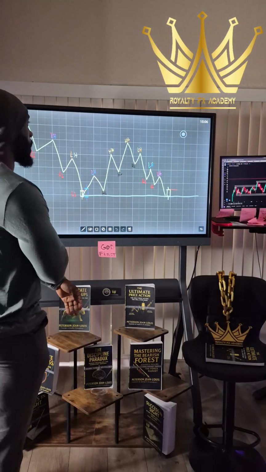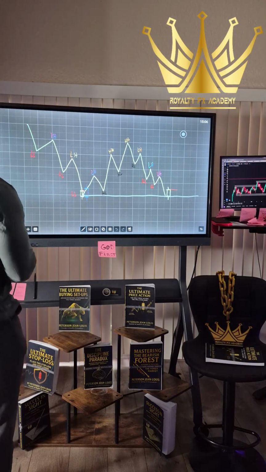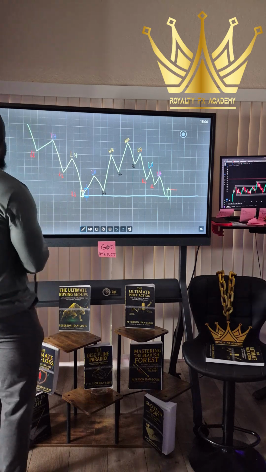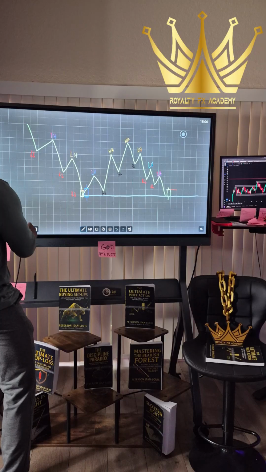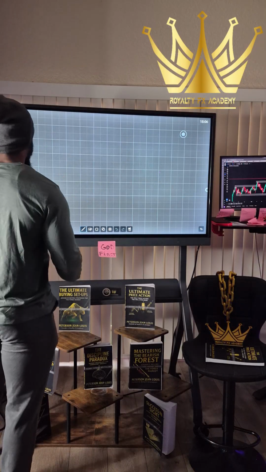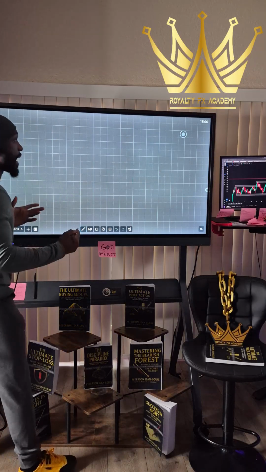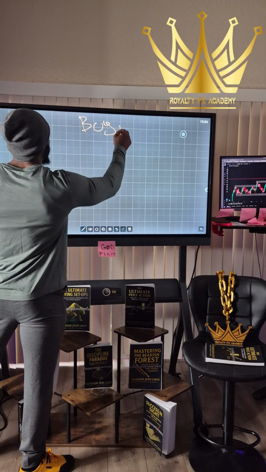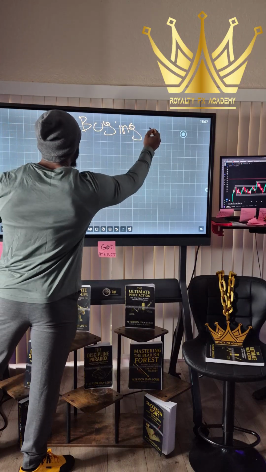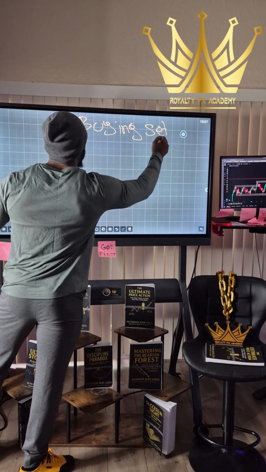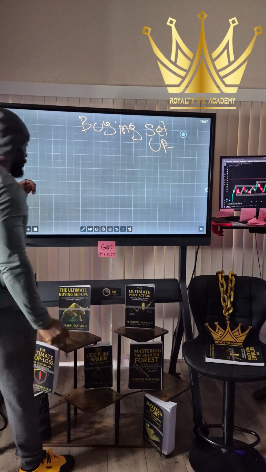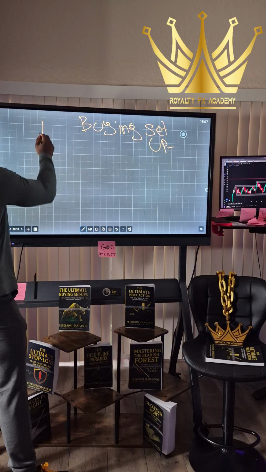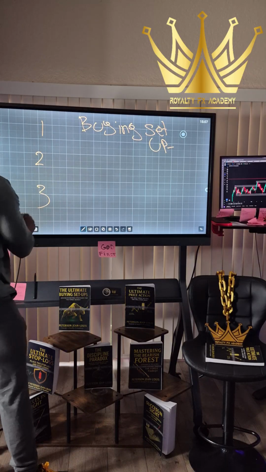Today, since we're going over buying setups, I did some pre-drawings already, so we could go over. But first thing I want to do is go over some rules, right? Since we're covering buying setups, we need some rules. With that being said, we got 1, 2, 3.